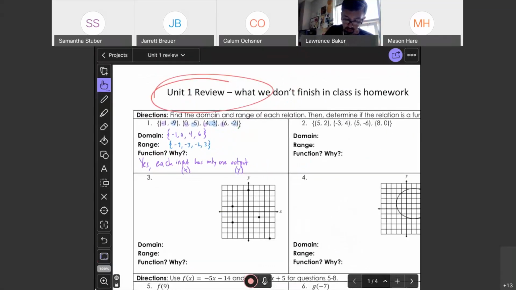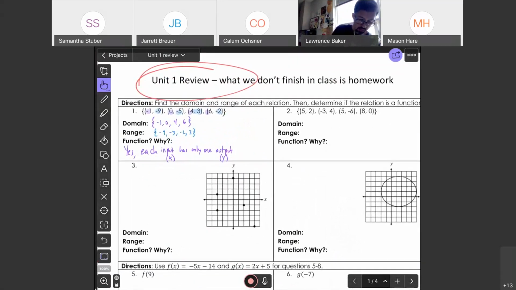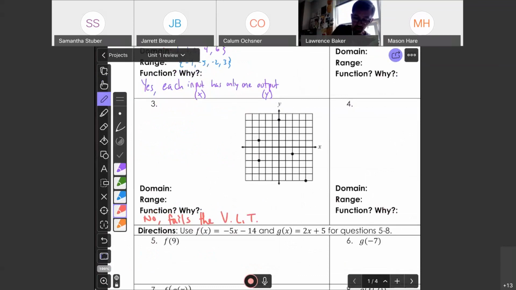I'll leave you guys to do 2. Jared's already answered part of 3 for us. He told us that was not, and he mentioned the vertical line test. And you could just say, fails the. Again, I told you guys you could just abbreviate that, the vertical line test. And what he was seeing there was that, again, I already pointed it out, but you draw a vertical line here and it hits 2 different y values. That's no good.